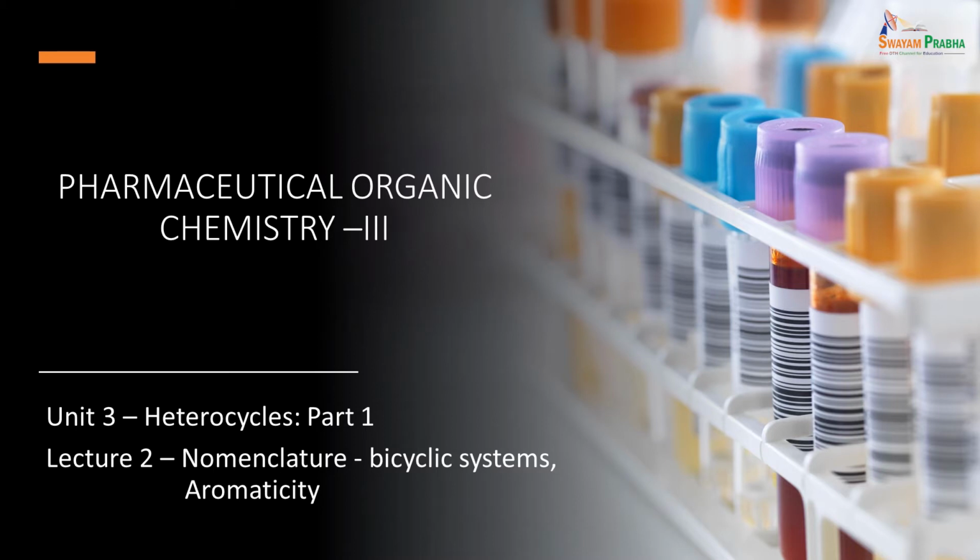Welcome to the next session on Pharmaceutical Organic Chemistry Paper 3. In Unit 3, we are studying about heterocycles, Part 1. In the second lecture, we will be studying about nomenclature of bicyclic systems and aromaticity of heterocyclic compounds.